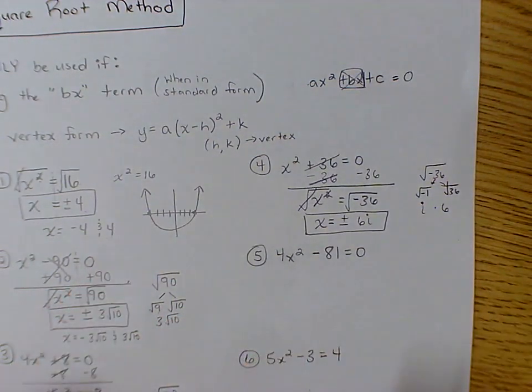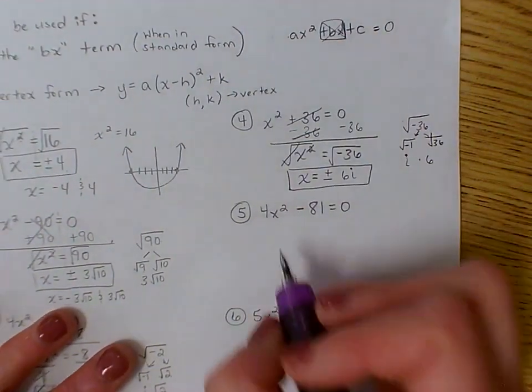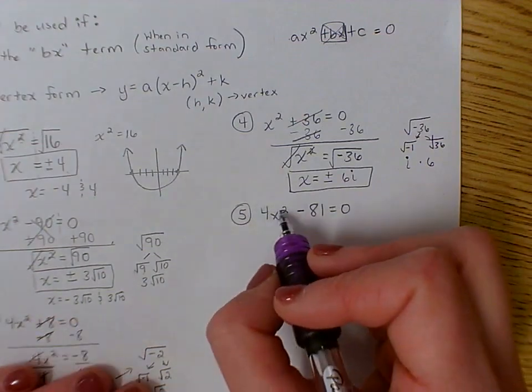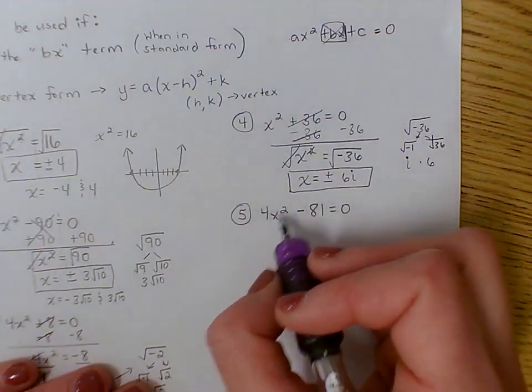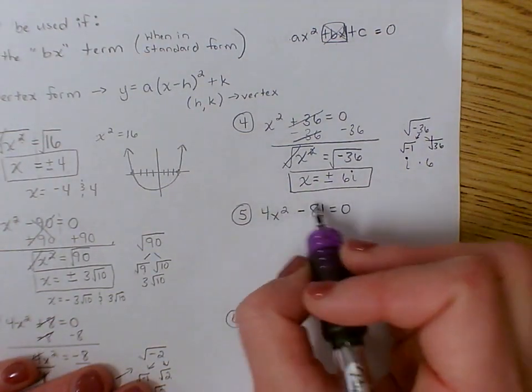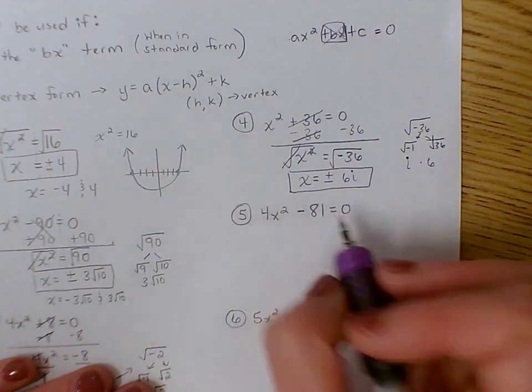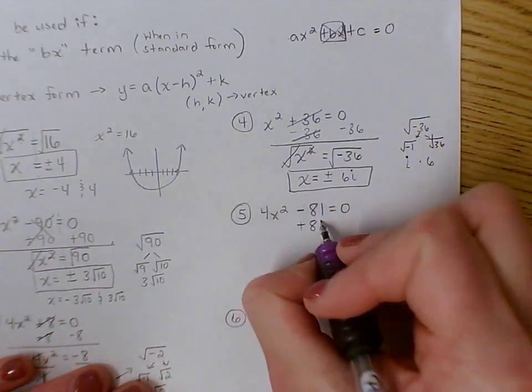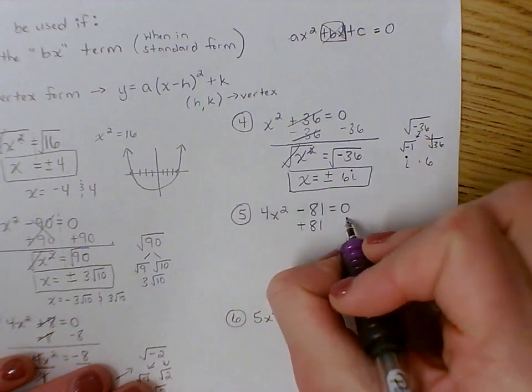Okay? All right, let's do a couple more. What if you had something like this? Look at the part that's being squared, get it by itself. So I'm going to have to move this over there and move the 4. So start with the adding and subtracting part. So the opposite would be to add 81.